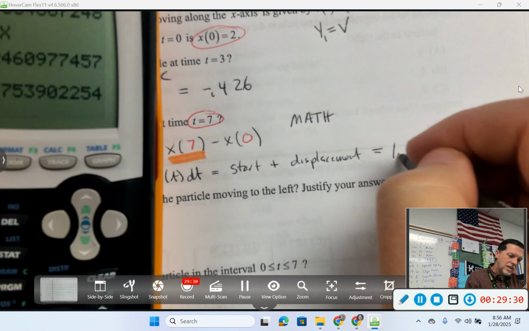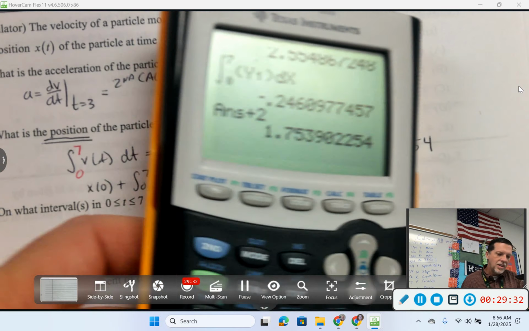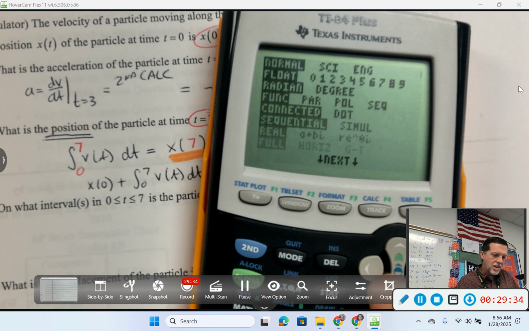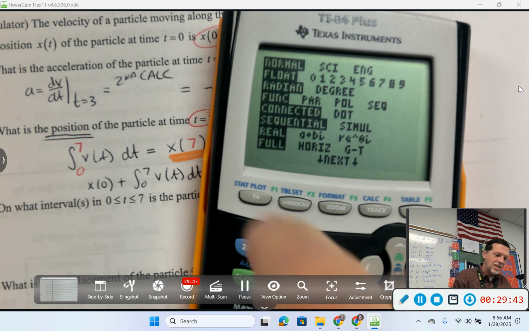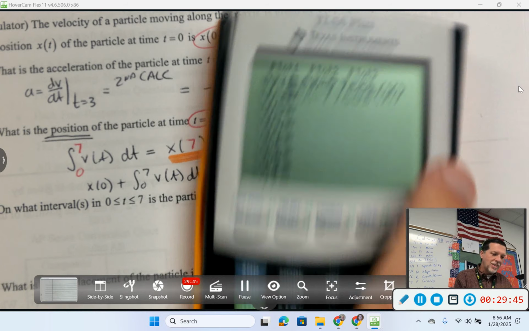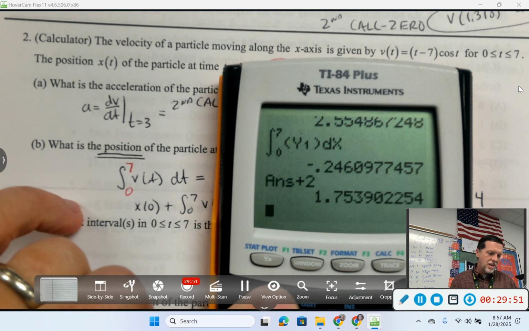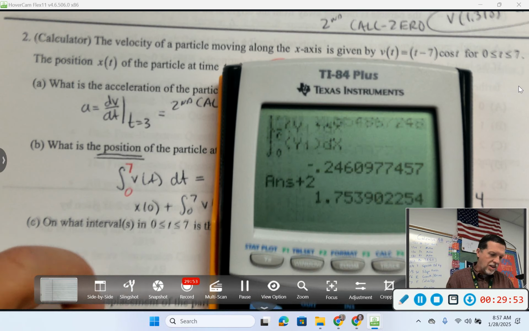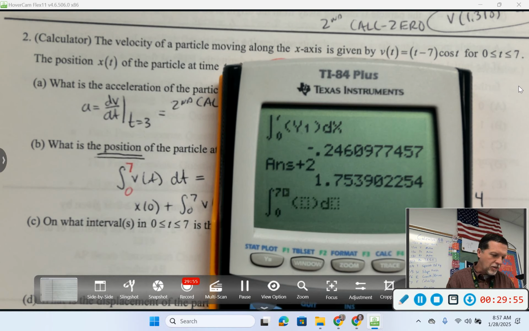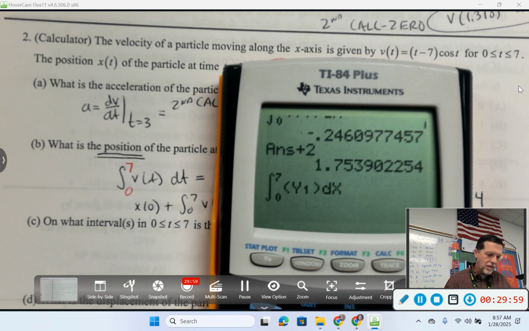Ben? I got negative 24.5 in my calculator. Are you in radians? That would be the main thing to check. Yes. You are in radians? Yeah. This was degree. No, you want to be in radians. Go back and make sure y1 is correct. X minus 7 cosine of x. And then you could redo math 0 to 7 y1 dx.